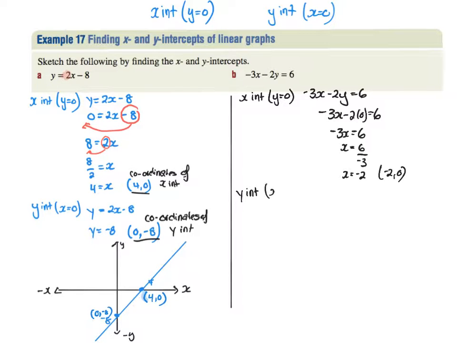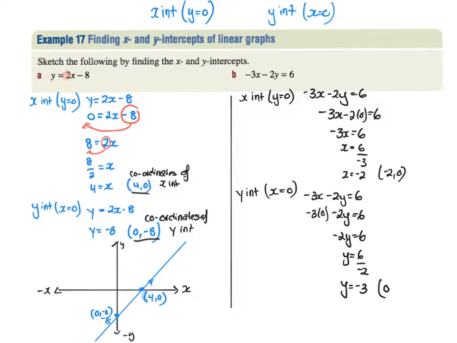The y-intercept, I know the fact is x equals 0. I write out my equation, and then every time I see x, I've put 0. Whoops, sorry. So I get -2y equals 6. So y equals 6 divided by -2, y equals -3. So what's the coordinate of the y-intercept? 0, good, -3. I'm just going to sketch it in blue here.